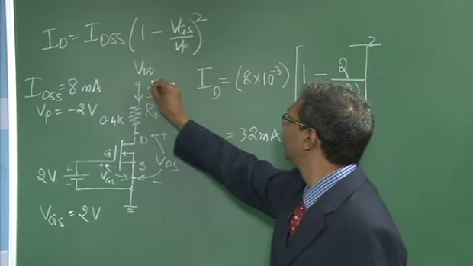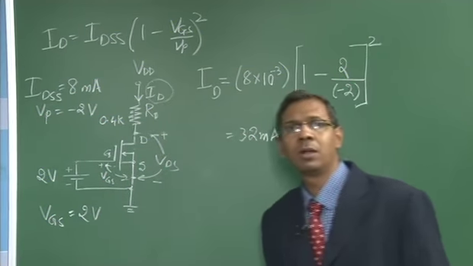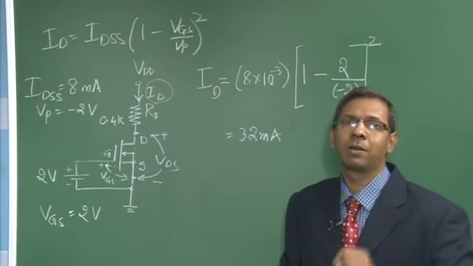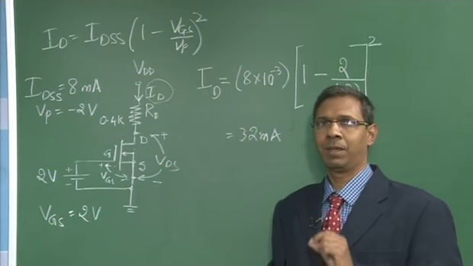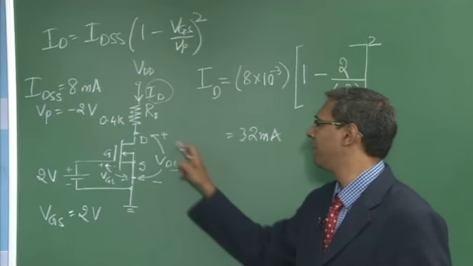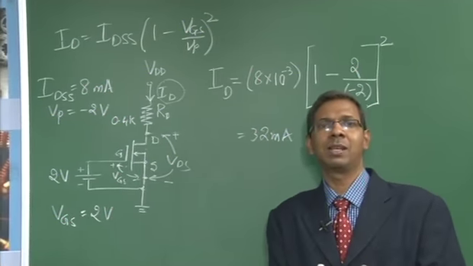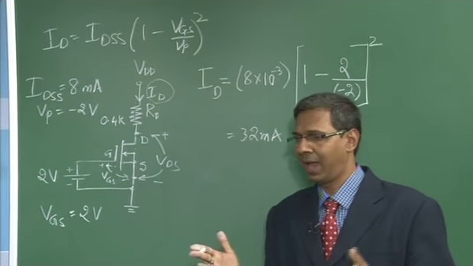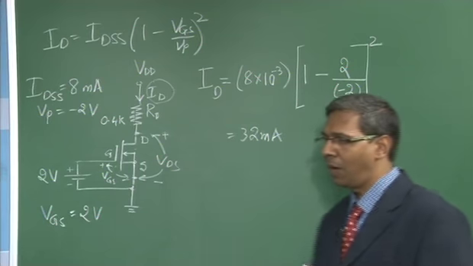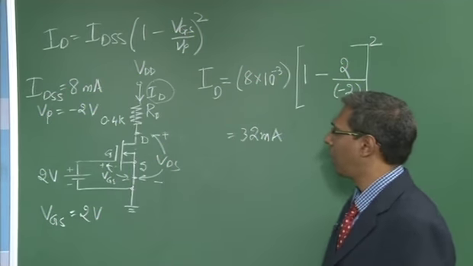So I have now successfully found one part of the operating point, the value of ID. If we then find the value of VDS, the operating point is nothing but the value of VDS and the value of ID. So let's move on now. How can you find out the operating point?